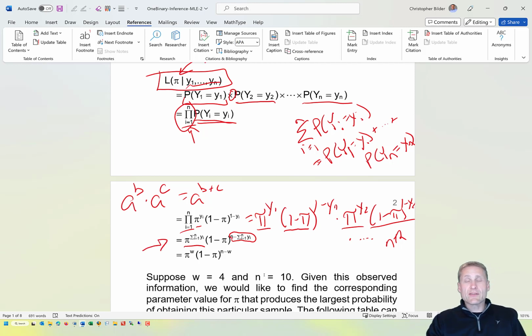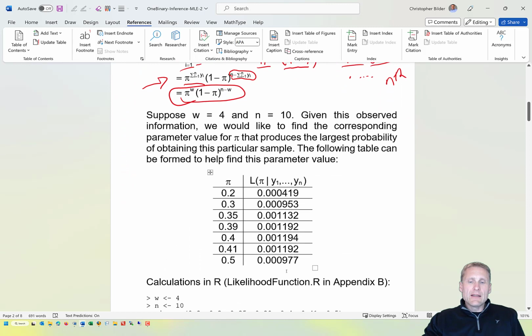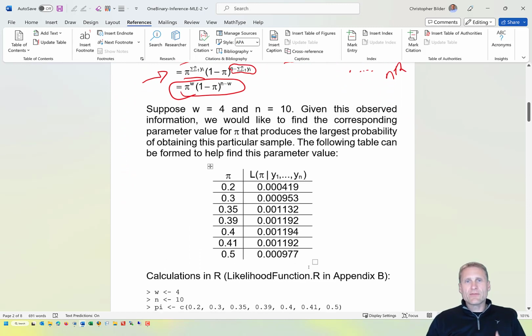Now we know that the sum of the y's in our previous notation can also be represented by W, the number of successes. So now I'm left with, for my likelihood function, pi raised to the W power times 1 minus pi raised to the n minus W power. And again, what this likelihood function is representing is, given your observed data, in this case the number of successes, what are plausible values of pi?